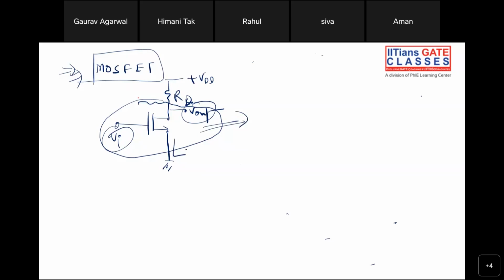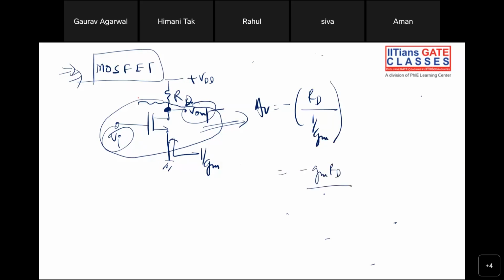You have to see always the input resistance from this node, and you have to see the resistance from this node to the other part of the circuit, right? So for this it will be 1 by gm. This is the gm of the MOSFET, and here it will be RD. So the gain of this transistor will be minus RD upon 1 by gm. And now you will say, sir, I know only this gm RD. Yeah, this is correct. It is written in the book, but please know how to write this.